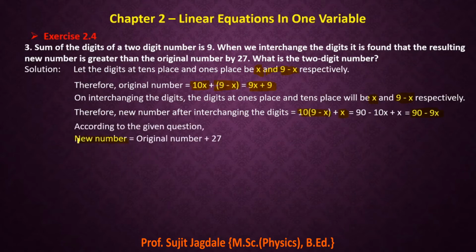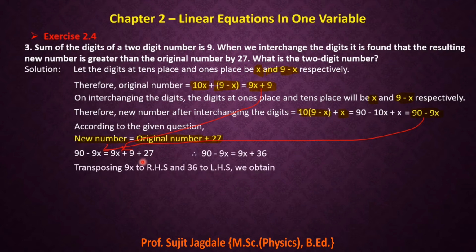According to our example, this new number obtained is greater than the original number by 27. So we can write: new number is equal to original number plus 27. Now put down the values of the new number and the original number. The new number is 90 minus 9x and the original number is 9x plus 9. So we obtain the equation: 90 minus 9x equals 9x plus 9 plus 27.